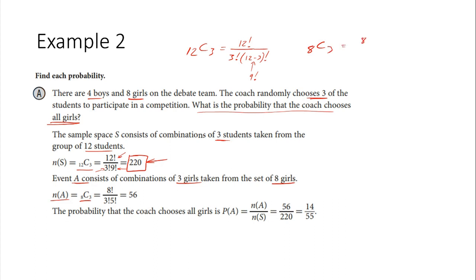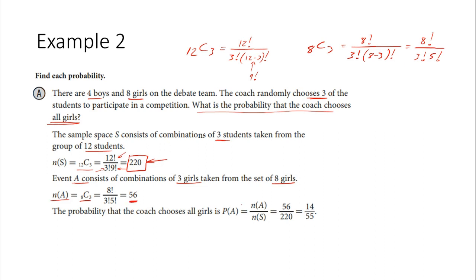8 choose 3 is 8 factorial divided by, again, we're choosing 3, and then 8 minus the 3. Sorry, my brain is rushing. And we get 8 factorial all over 3 factorial times 5 factorial. Okay, so we got 56.